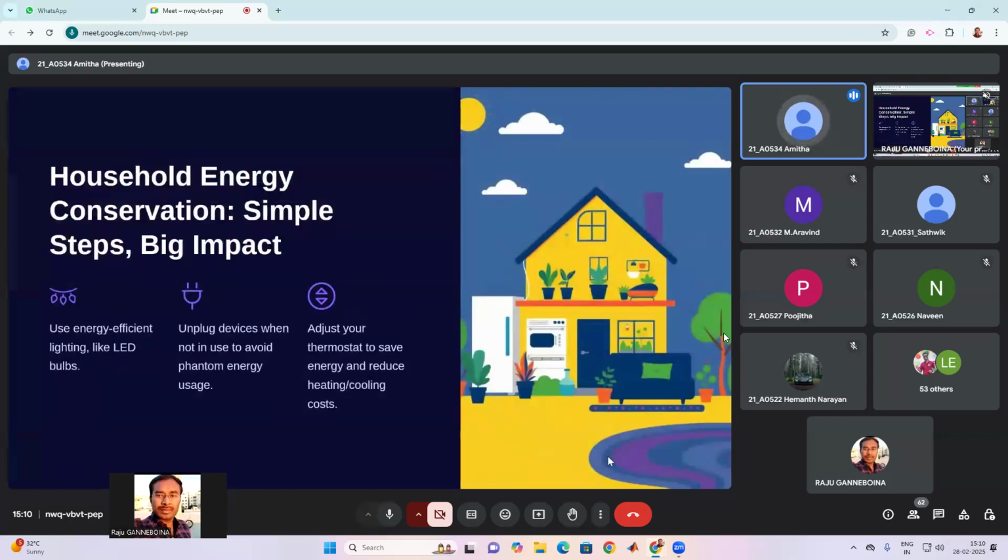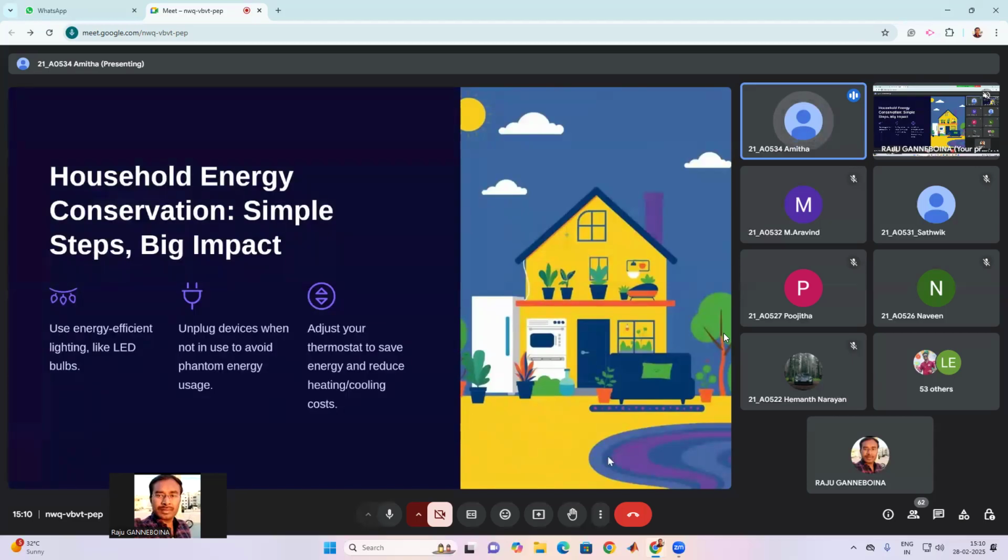In households, we can conserve the energy in different ways, like by switching to the LED bulbs instead of traditional incandescent bulbs. They can provide the same brightness with less electricity. This reduces the energy bills and also extends the lifespan of the bulbs.